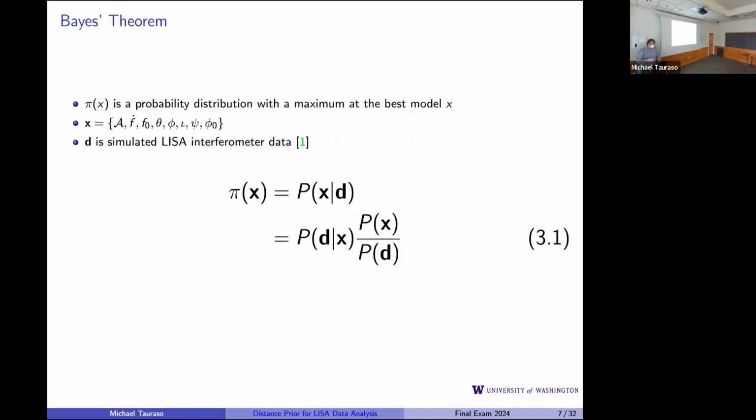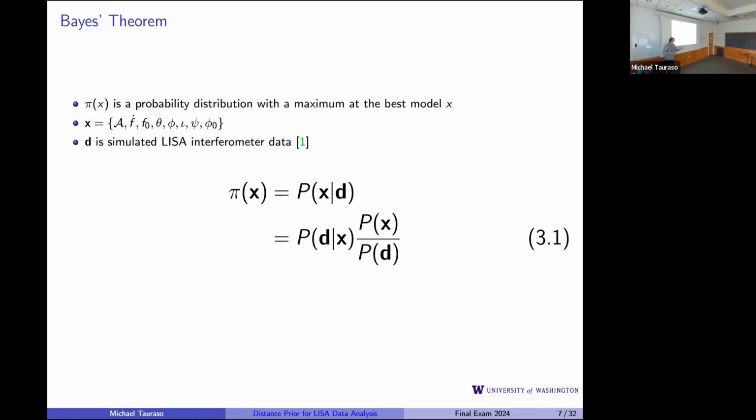So the way that we align what our gravitational wave model is with what we're actually seeing is we use Bayes' theorem, and we do the standard trick where we have a posterior distribution. This is something that has a maximum at the best model, and my models are X, so X is all of those variables together, and D is interferometry data.